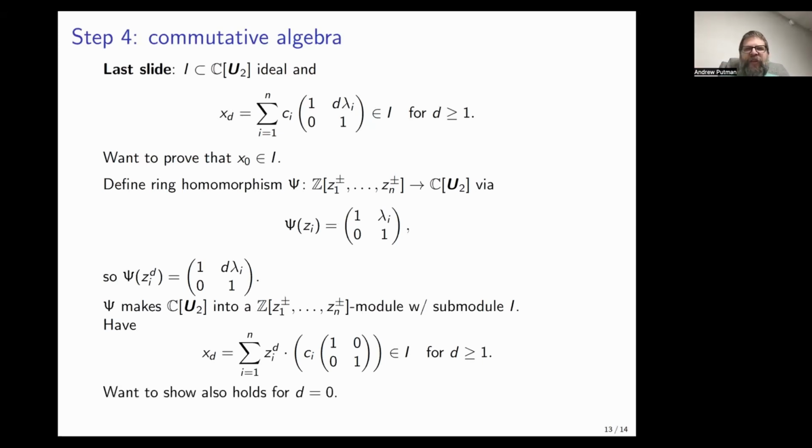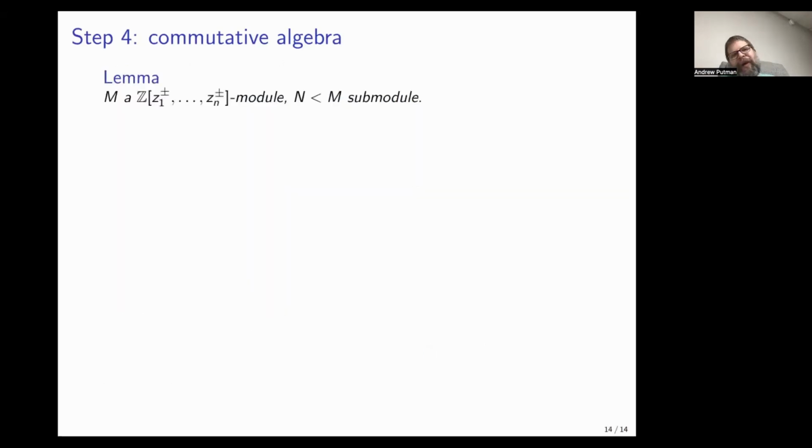So I want to show this holds for d equal to 0. And I'm going to prove just an abstract result. I'm going to prove something very general. And so what is that general statement? So here's the lemma. Let M be any module over this ring of Laurent polynomials, and let N be any submodule. Let little m_1 through m_n be elements of M such that z_i to the d m_i is inside N for all d. And I want to prove that the sum of just the m_i's is inside N.